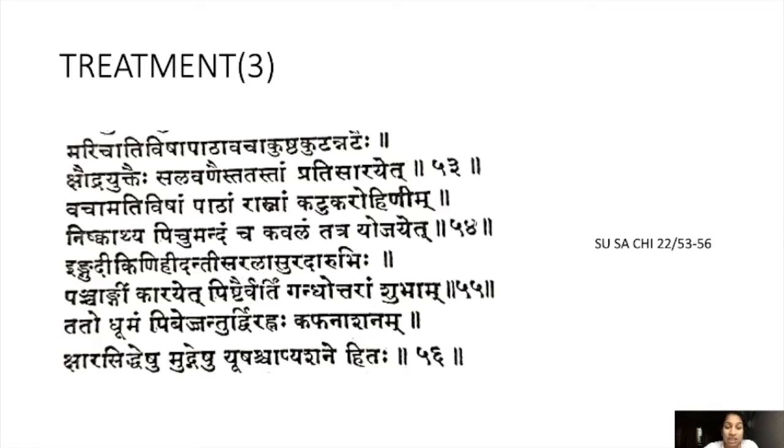So Shara Siddheshu Mudgeshu Yushascha Apyashane Hidaha. And you can give Yusha prepared with Mudga. Along with that you have to add Eva Sharam. So this is the after procedures of Galashundika Chedam.